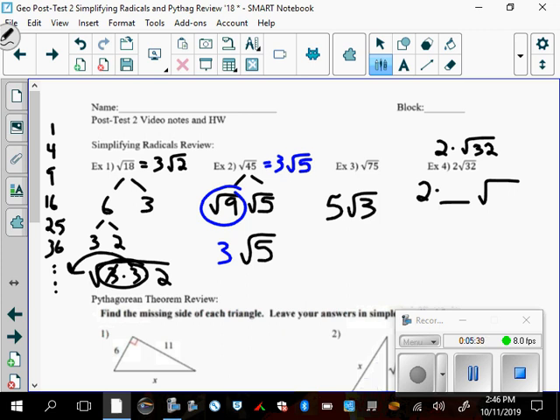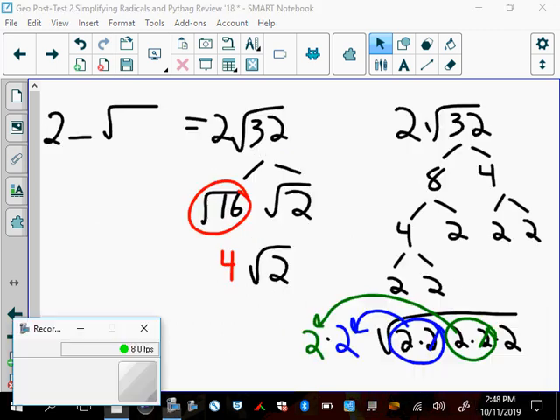So I'd love for you to pause the video and try and break apart radical 32, please. Pause. All right, so here we go. Some of these can be a little tricky. The biggest perfect square that goes into 32 is 16, which produces 4 radical 2.